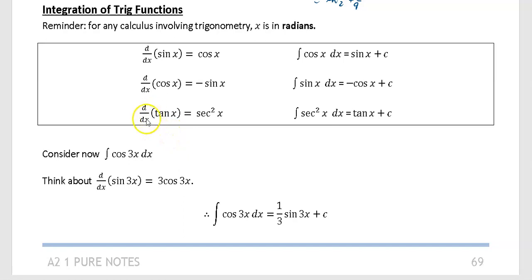And last one, we knew that if you differentiated tan with respect to x, you get sec squared. Therefore, if you integrate sec squared with respect to x, you get tan.